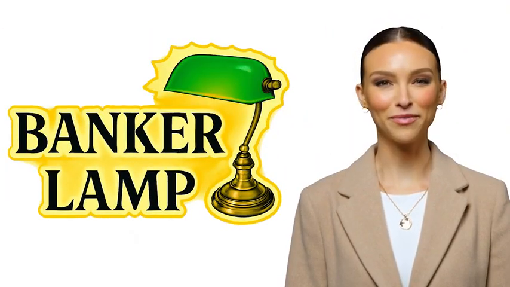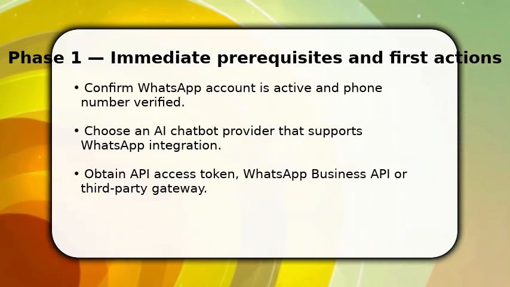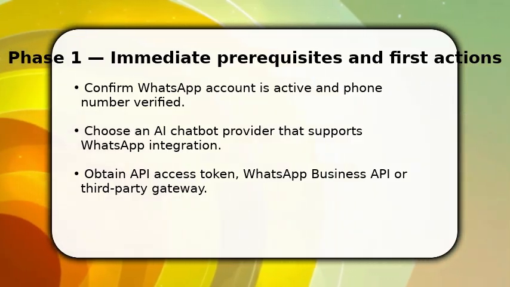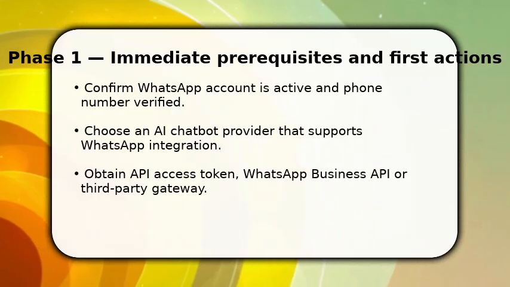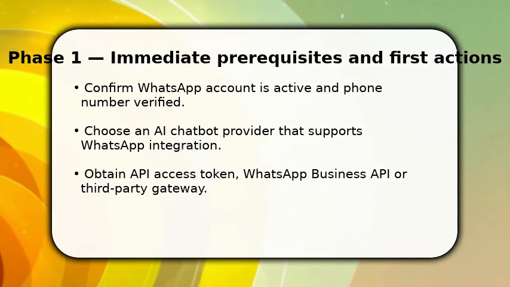Please enjoy the video. You start by confirming your WhatsApp account is active and your phone number is verified. Once done, pick an AI chatbot provider that supports WhatsApp integration. Make sure it meets privacy and message volume needs.